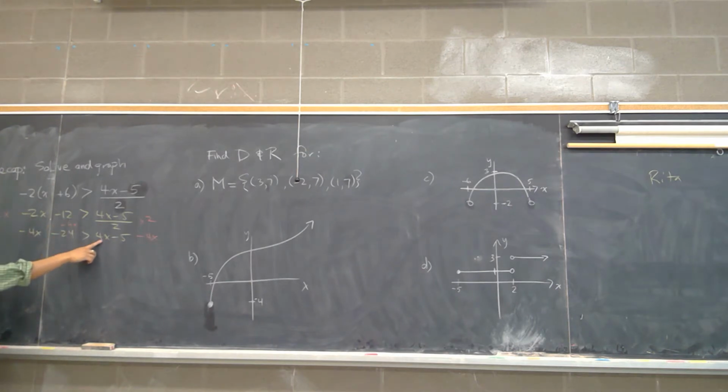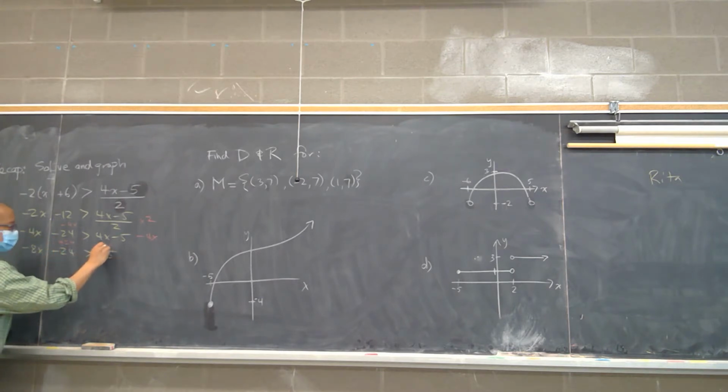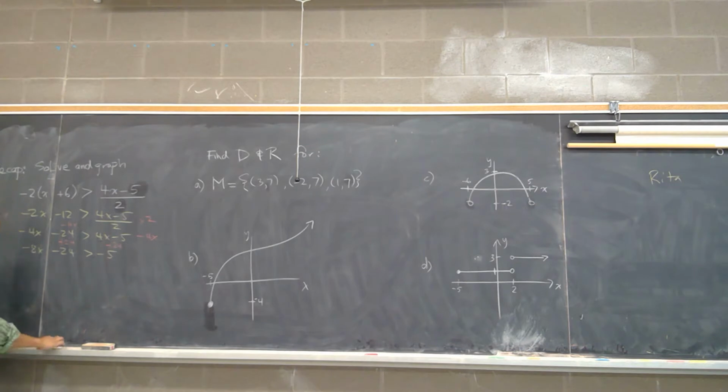Because that's going to get rid of this 4x. So maybe put all the x's on one side. What am I going to get? I'm going to get negative 8x minus 24 is greater than negative 5. What am I going to do next? I think I'll add 24 to both sides. And I get negative 8x is greater than, what's 24 minus 5? Is that 19? I think that's 19.